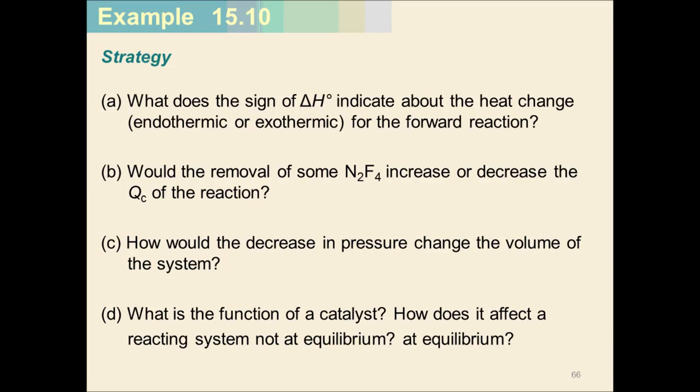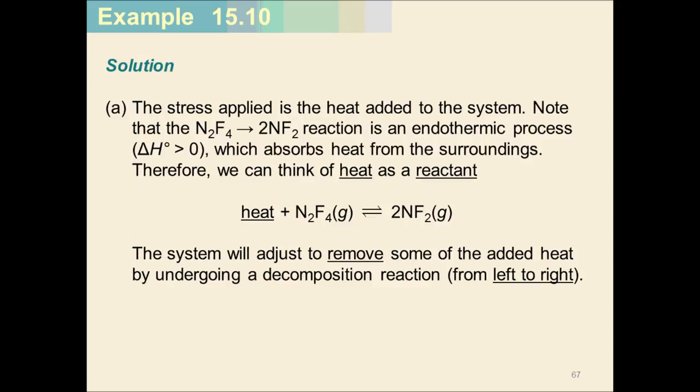Slide 66 then. What should we think about when we're doing this problem? Sign of delta H means we're endothermic. With the removal in B, what happens if we remove some reactant? Will that increase or decrease Qc? Letter C, how would the decrease in pressure change the volume of the system? And D, what is the function of a catalyst? How does it affect a reacting system, not at equilibrium or once you are at equilibrium?